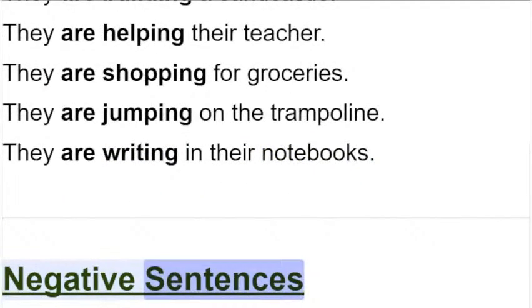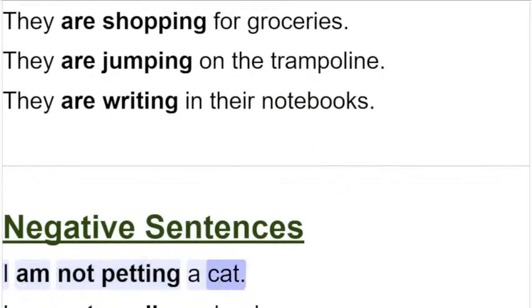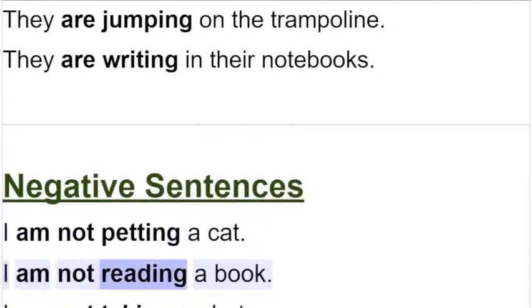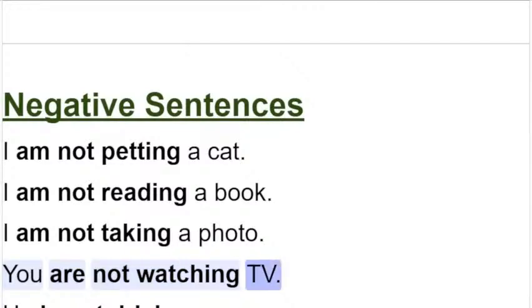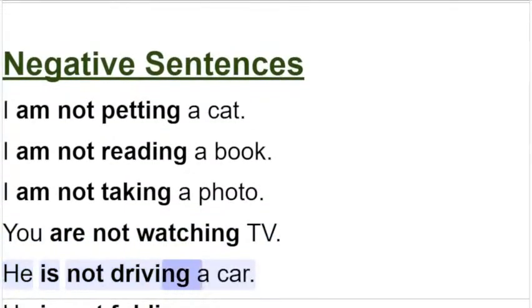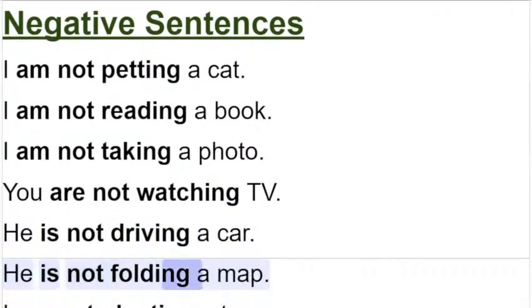Negative sentences. I am not petting a cat. I am not reading a book. I am not taking a photo. You are not watching TV. He is not driving a car. He is not folding a map.